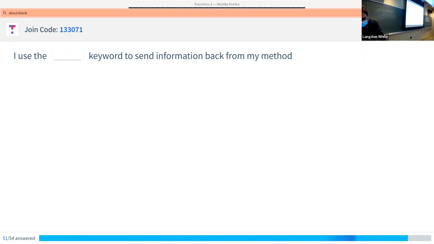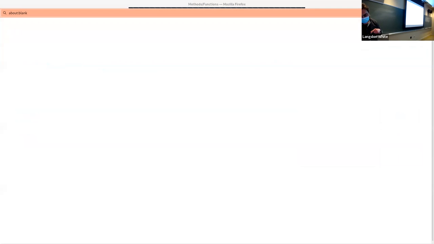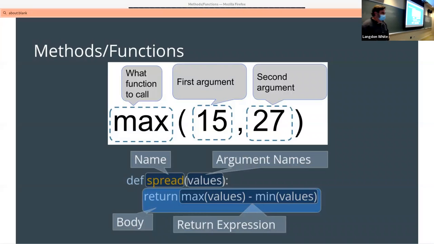All right, let's go to the next thing, the correct answers. The correct answer was return. And I'm very excited that whoever it was that had the capital R in return corrected it before we closed. All right, so methods and functions. I like both these pictures.